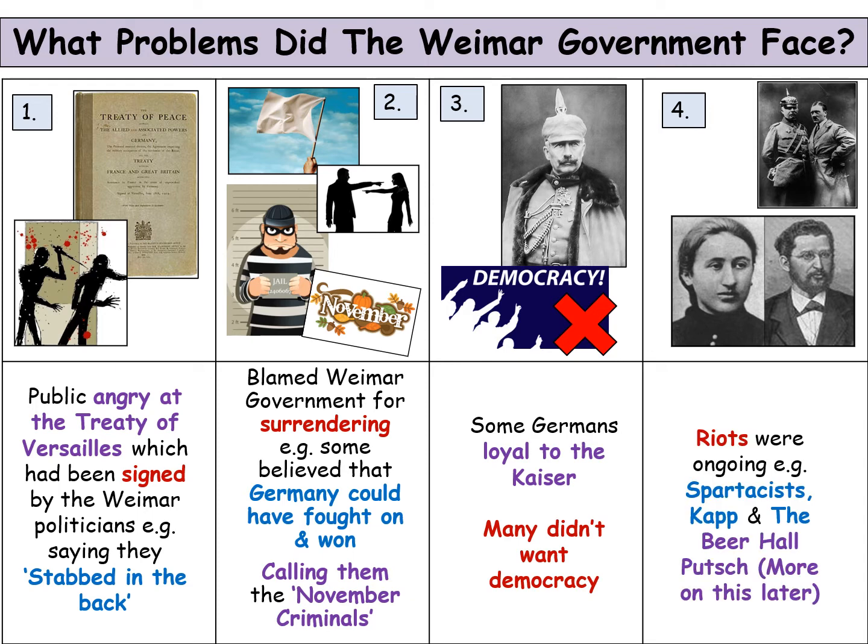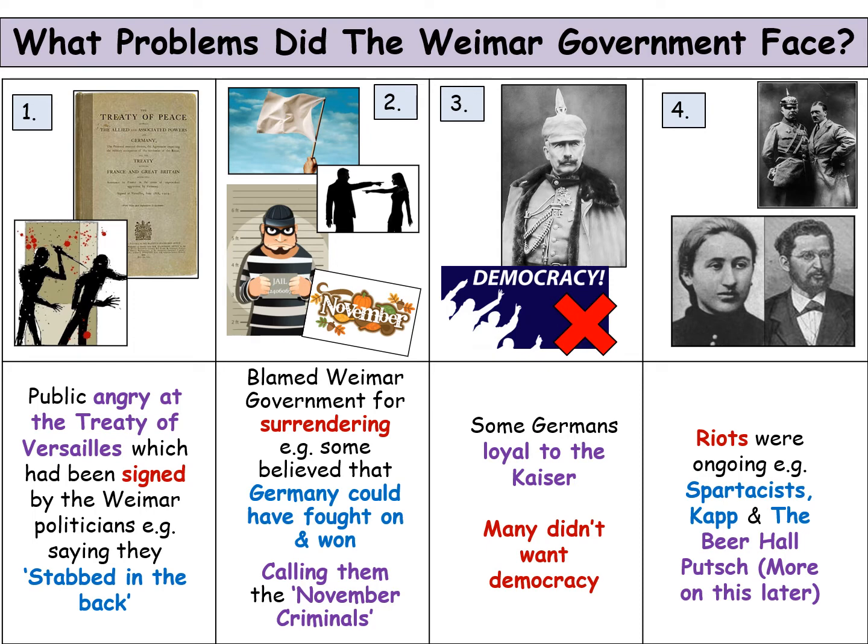So we can break this down into our first 4 boxes in our grid. The public were angry at the Treaty of Versailles, which had been signed, stabbing them in the back. We've got the second bit there: they blamed the Weimar government for surrendering because some people believed they could have fought and won. They were the November criminals. Some of them, loyal to the Kaiser, didn't want democracy, and there were riots going on like the Spartakists and the Beer Hall Putsch.